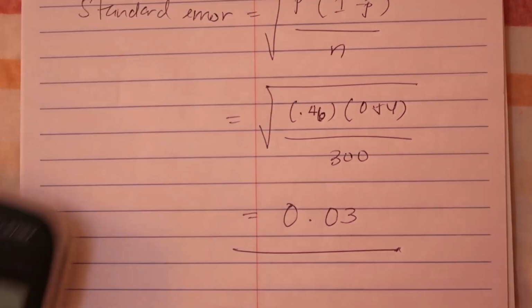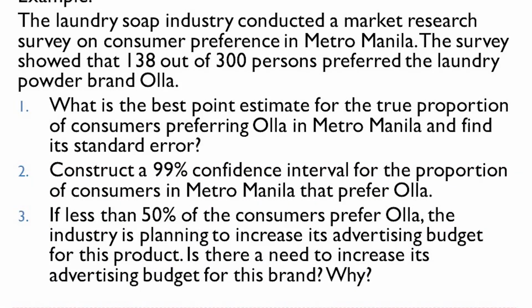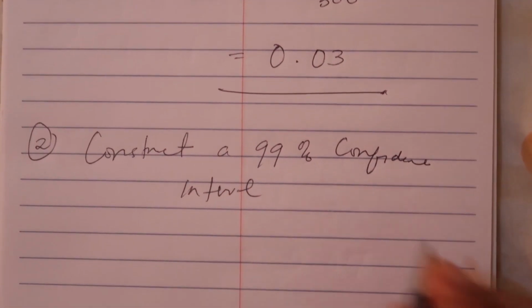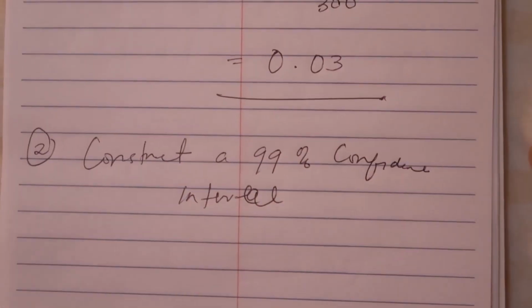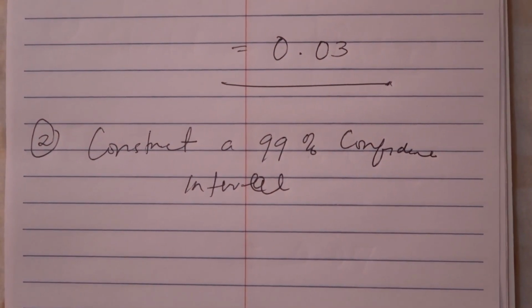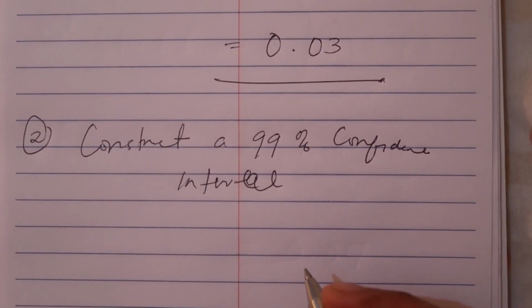Okay, so that's your standard error, 0.03. Next, number 2. Construct a 99% confidence interval. Okay. So how do we construct a 99% confidence interval? First, we need to apply the concept.